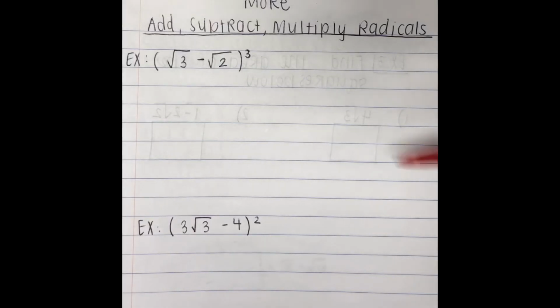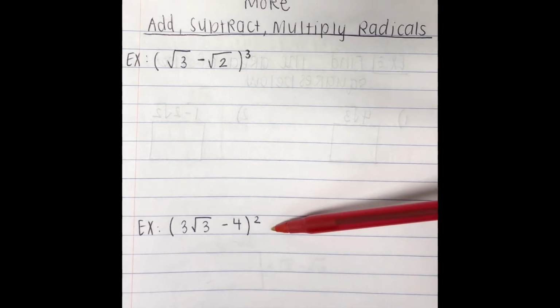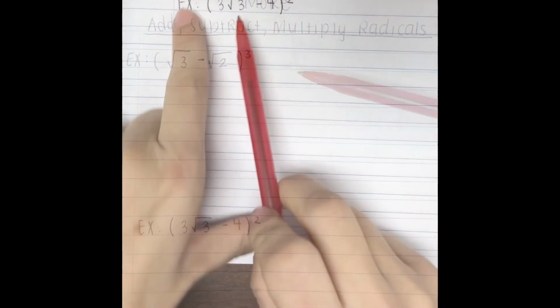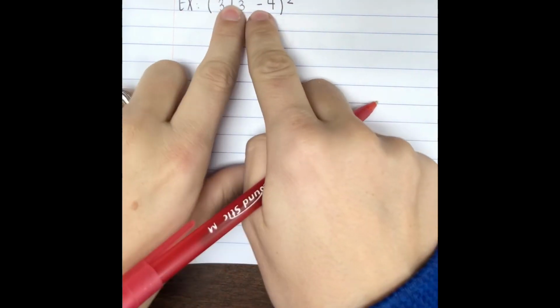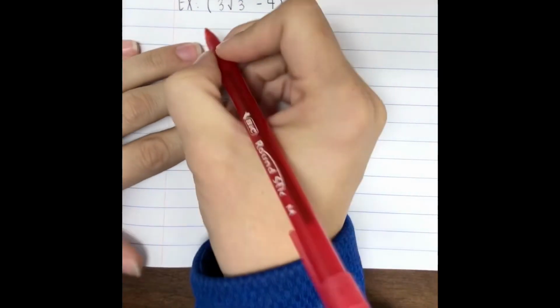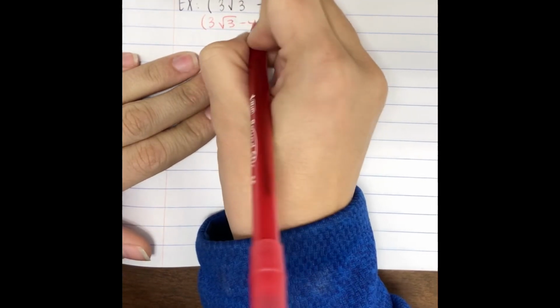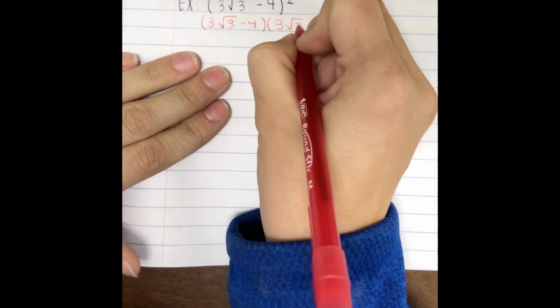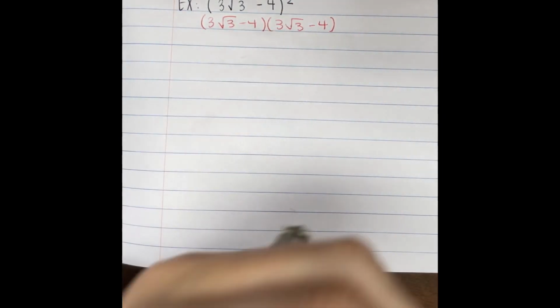All right, so we are doing more adding, subtracting, and multiplying radicals today. I wrote these out of order, so we're actually going to start with this one, and then we'll come back to this. We have a radical binomial squared. What that means when it's squared is really you have two of these multiplied together. So we have 3 square root of 3 minus 4 times 3 square root of 3 minus 4. That's what that squared means. You have two of them being multiplied together.